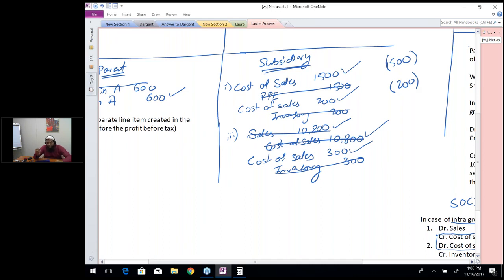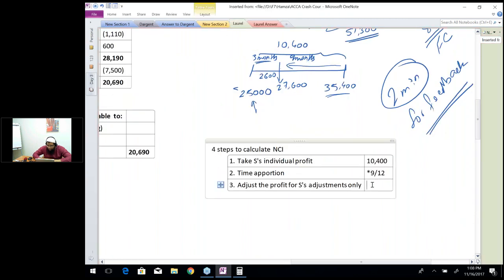Sales and cost of sales will cancel automatically. And then debit cost of sales is minus 300. So the total impact is minus 2000. So the adjustments are actually reducing the profits by 2000. 1500 for the first adjustment, 200 for the second double entry, and 10,800 has been cancelled automatically, and then 300 for the last adjustment. So the profits should be reduced by 2000. And then we are going to apply the NCI percentage, which in this case is actually 40%.